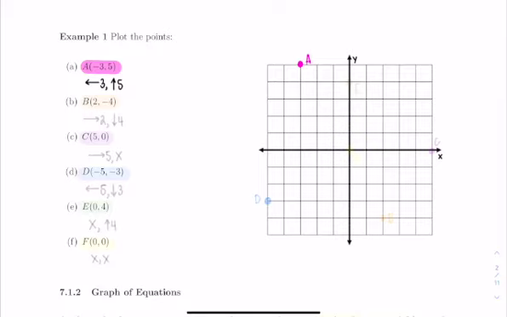Let's go ahead and look at B. We have (2, -4). So we're going to go in the +2 direction first on x, which means we're going to go to the right 2 units. And then we're going to go down 4 units. So, to the right 2, and then down 4. Let's go ahead and look at C.